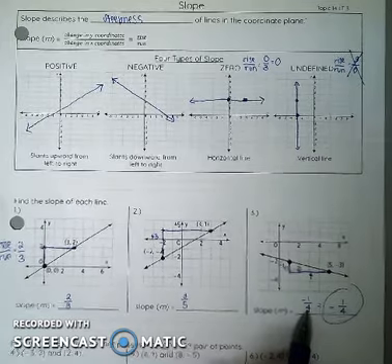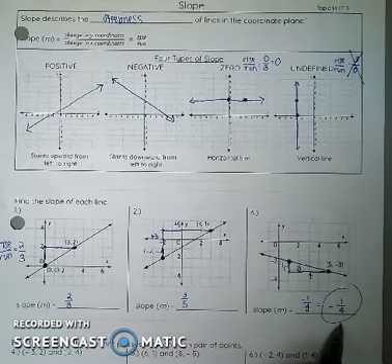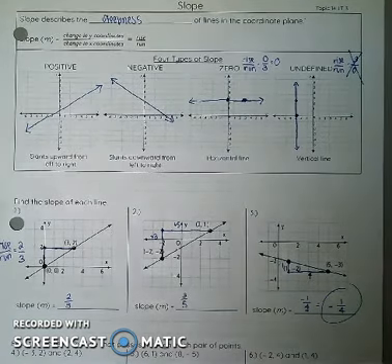And so my slope is negative 1 over 4. Sometimes you will see your slope written this way. Sometimes you'll see it written this way. It doesn't necessarily matter where the negative is because those represent the same thing.